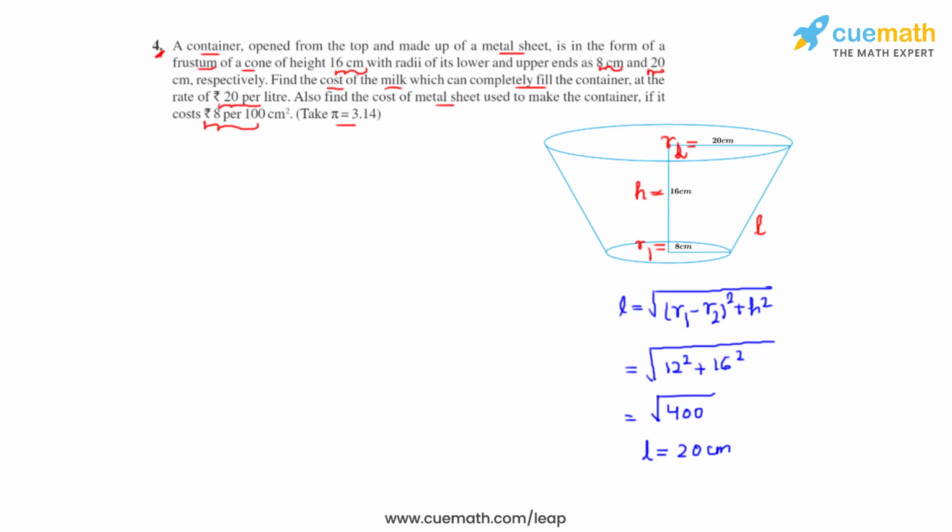Now the next part of the question is that we have to find the cost of the milk which can completely fill the container. So that is basically the capacity of the container. So what we have to do is to find its capacity. So the capacity will be equal to the volume of the frustum.